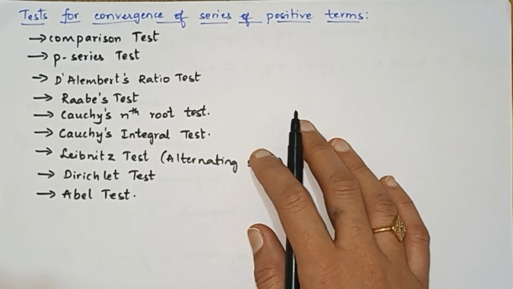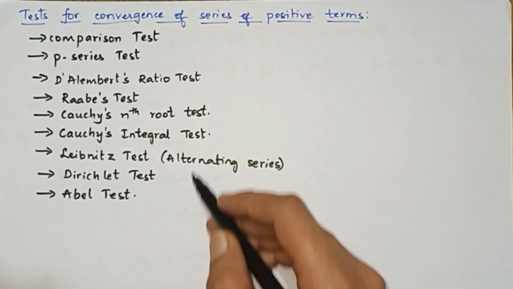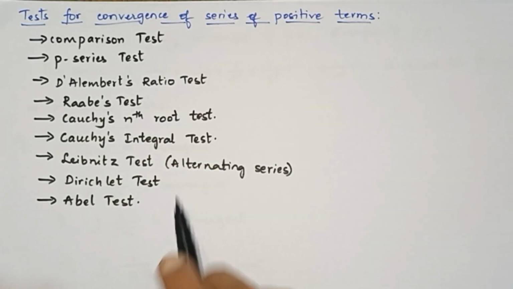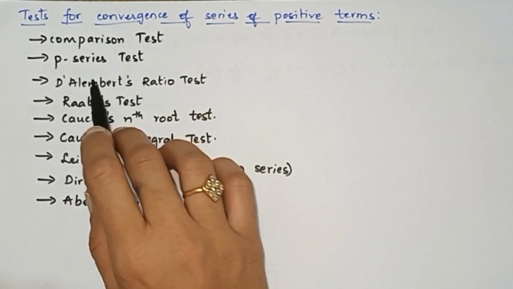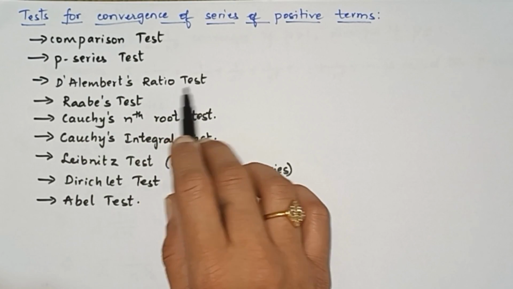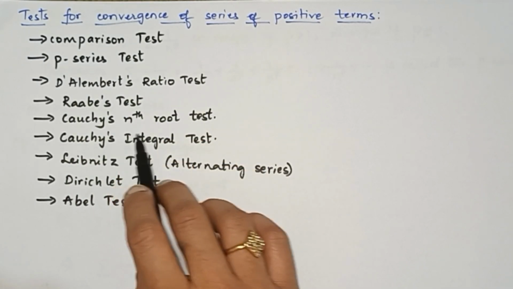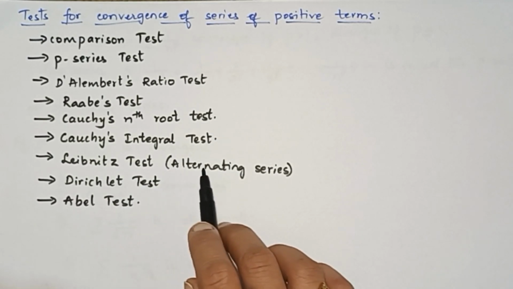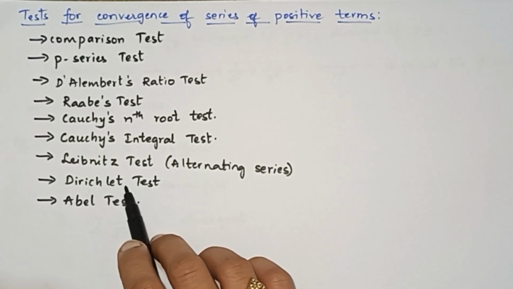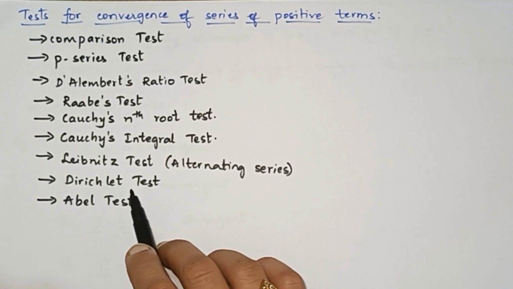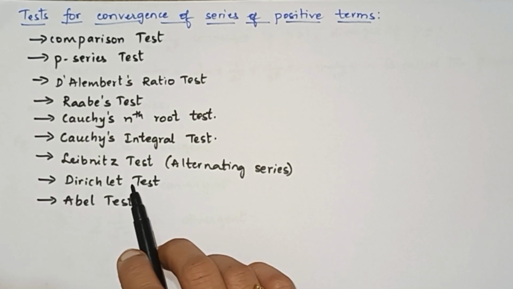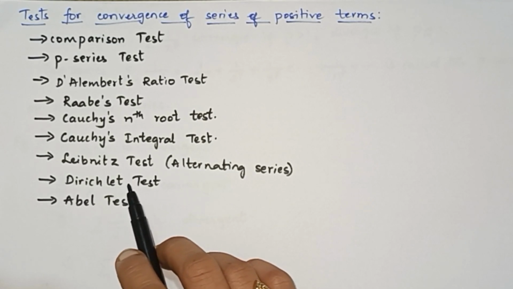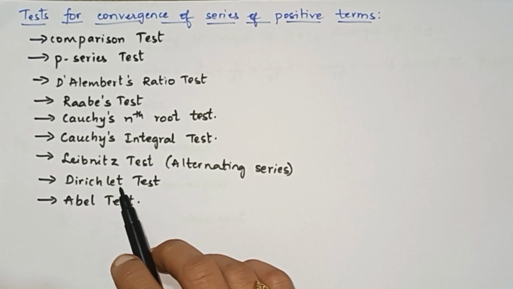So these are different tests which we can carry out to check the convergence of the positive term series. See: comparison test, P series test, D'Alembert's ratio test, Raabe's test, Cauchy's nth root test, Cauchy's integral test, Leibniz test, this is for an alternating series, and Dirichlet test and Abel's test. These are a few tests which we can use to check the convergence of series of positive terms. Let us see these tests one by one.